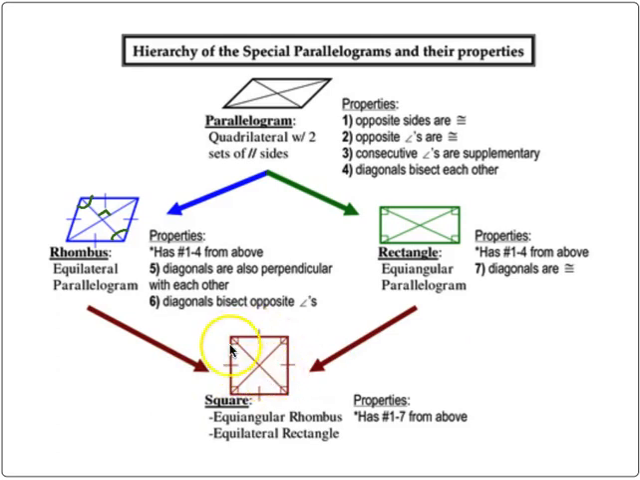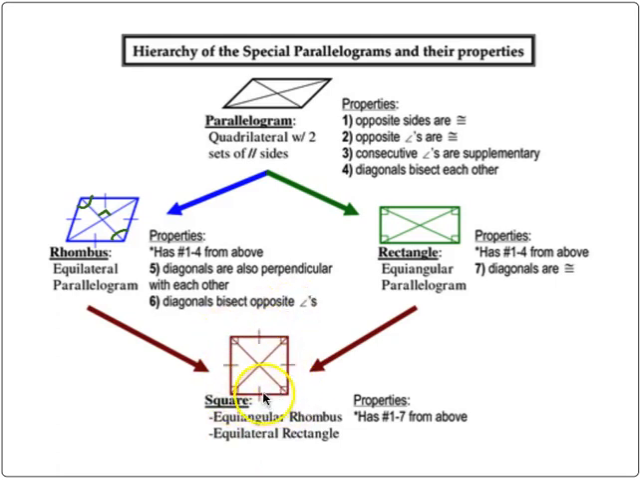And then squares have all the properties of parallelograms. They have all the properties of rhombuses, and they have all the properties of rectangles. And then to be a square, squares are going to be equiangular, meaning all angles are going to be right angles, and then all sides will be congruent. So equiangular means all angles are congruent, equilateral means all sides are congruent.